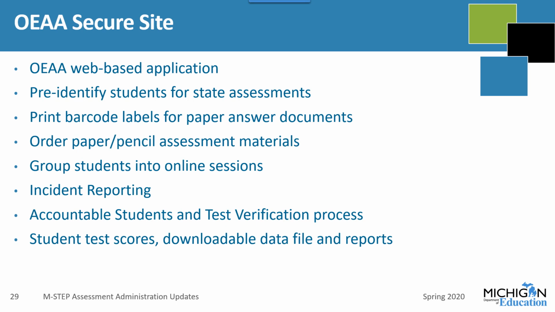Your pre-ID list of students is what determines your initial material order, unless you go in to select additional items at that time. If something changes after the initial material order, you have a student who needs paper pencil materials that you didn't previously plan on, or you have students who enroll who need testing materials, then you can place an additional material order according to the dates in the important dates document. And you can place all of these orders in the OEAA Secure Site.